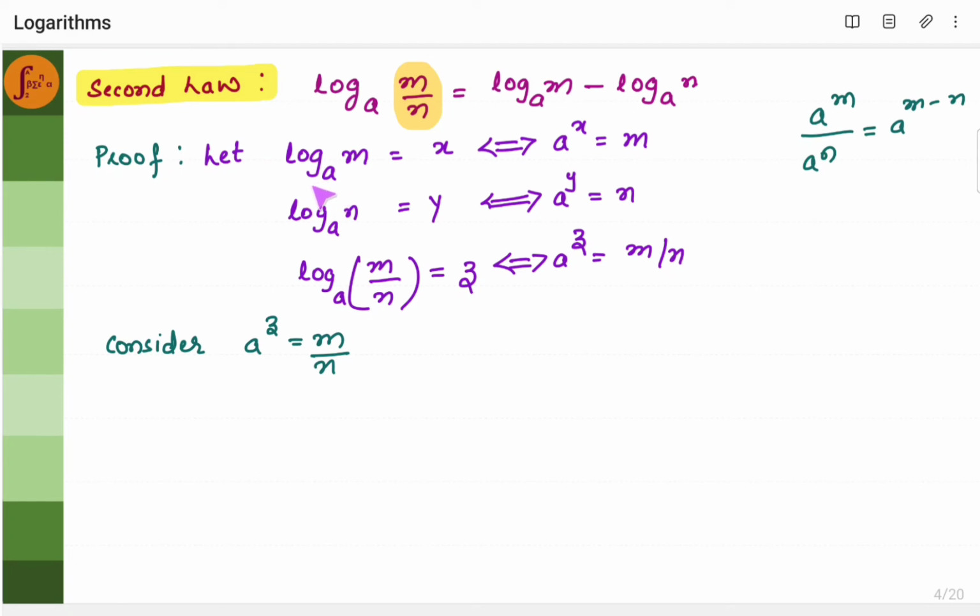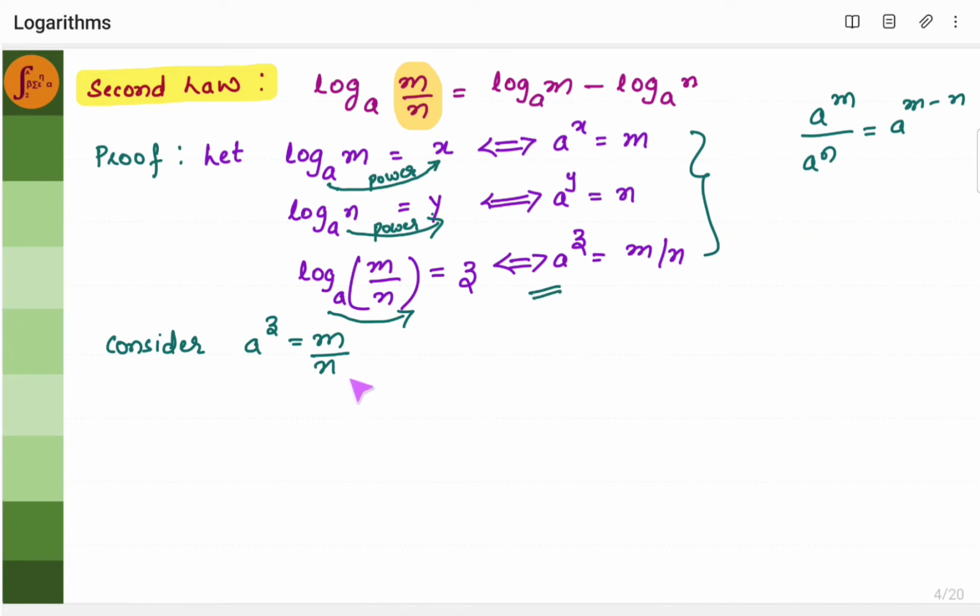So, like in the earlier law, we'll assume that log m is equal to x. If log m is equal to x, then we can write it in exponent form. Take this base, take this as power: a to the power x is equal to m. Similarly, a to the power y is equal to n. Then we'll assume z also: a to the power z is equal to m by n. So we make 3 assumptions here. Now we'll take the last one.